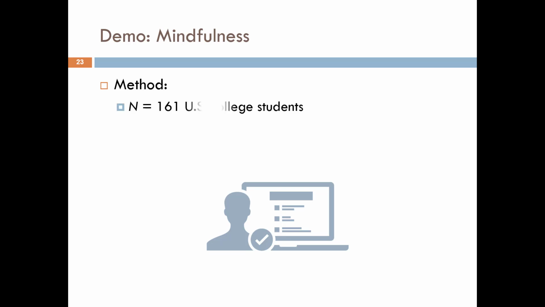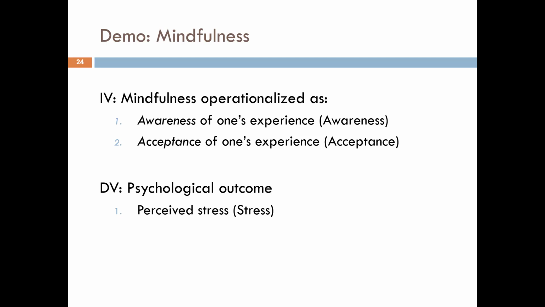Behind that study, there's a survey of 161 real-life US college students, and they took an online survey administered on Qualtrics. And here are the variables in the dataset. In terms of the independent variable, mindfulness as a construct was operationalized in two different ways: awareness of one's experience and acceptance of one's experience. So there are two different variables representing mindfulness, or facets of mindfulness. And then the outcome was measured as perceived stress. Feel free to download the dataset and follow along, since you will be asked to run your own set of correlations on the same dataset after this lecture.